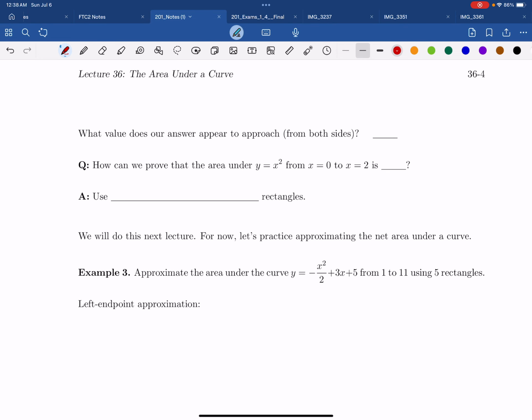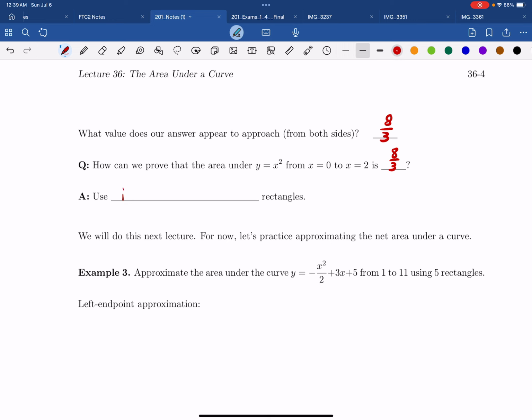So here's the question. What value does our answer approach from both sides? I don't think that's at all obvious, but it turns out the answer is 8/3. That's the area. How did I know that so quickly? Who knows? And the question is, how do we know that?